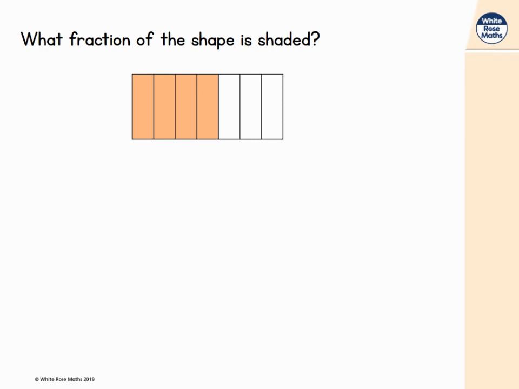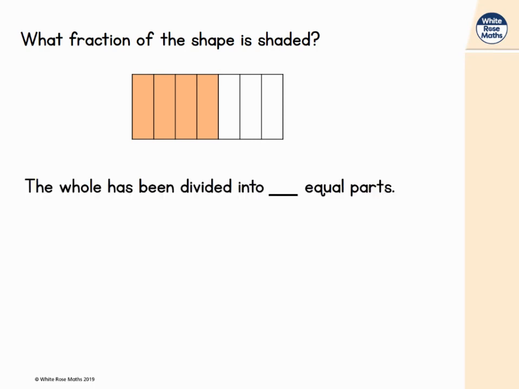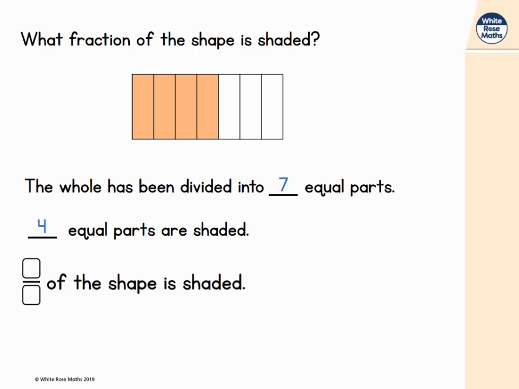Let's look at another fraction. In this fraction, the whole has been divided into 7 equal parts again. How many equal parts are shaded this time? Yes, 4 of the equal parts are shaded. So, 4/7 of the shape is shaded. Because 4 is greater than 1, 4/7 is a non-unit fraction.